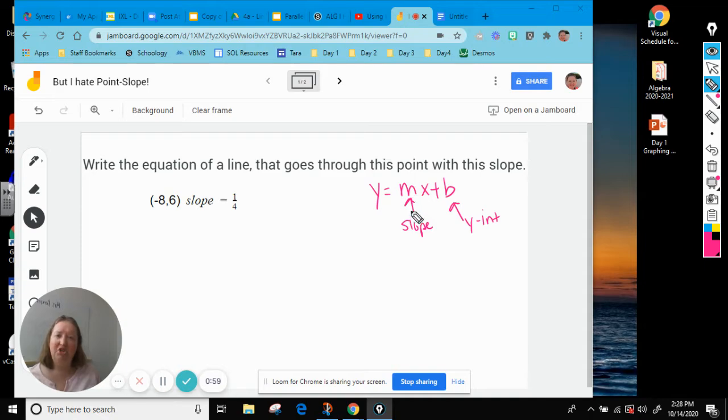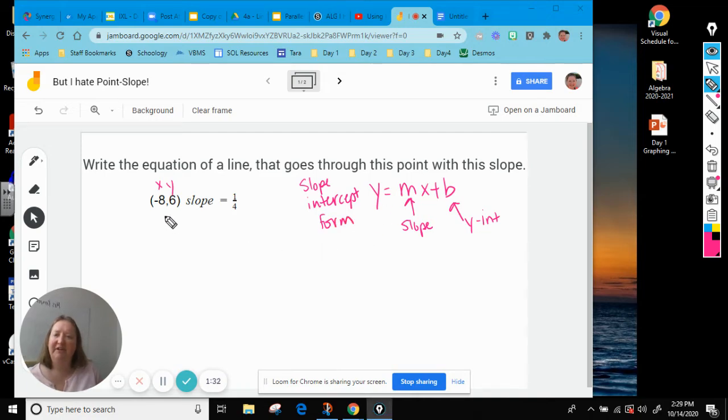Now, we don't know what the y-intercept is, but we do know what the slope is. So we could substitute in a slope here. And then this is an x value and a y value. So you could substitute those in and you would solve for the y-intercept, and then you'd be able to write what the equation is in slope-intercept form. That's what this is called, slope-intercept form.